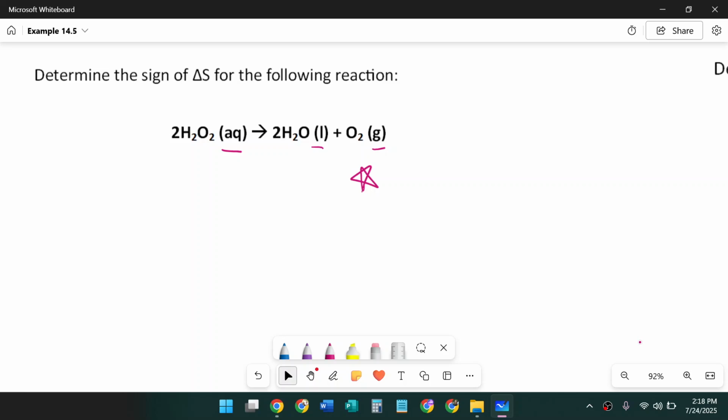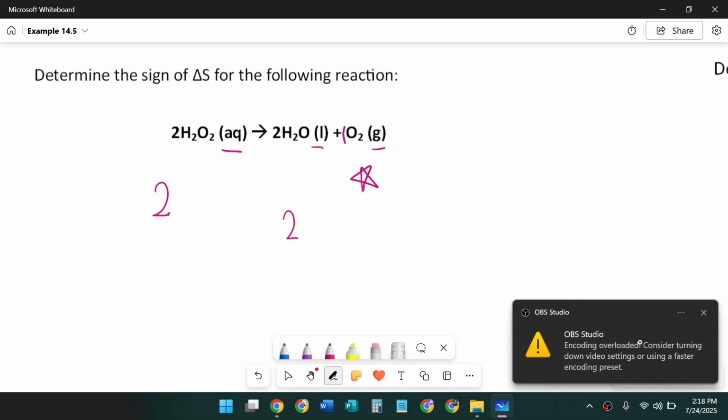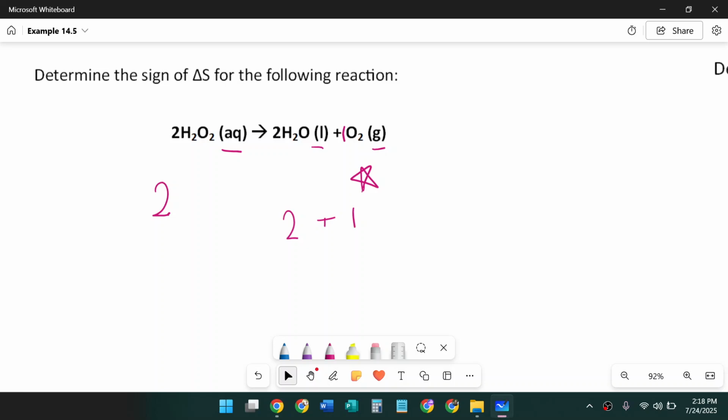Next, let's count the molecules. So we have 2 molecules over here, and on this side we have 2 plus 1 for a total of 3 molecules, which means more chaos on this side. It gains entropy. And so again, this side's the winner, both for phases and for number of molecules. So because this one gains entropy, our change in S is going to be greater than 0.